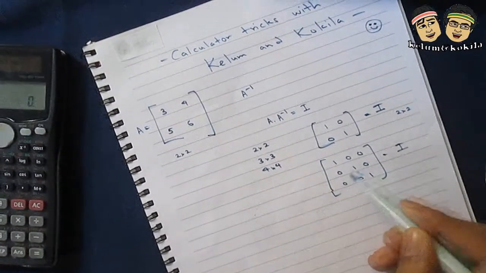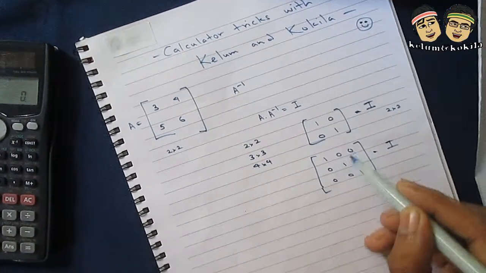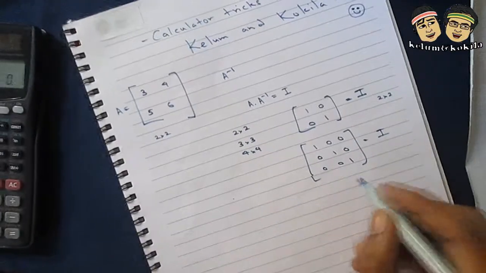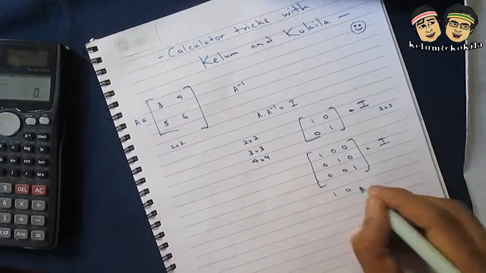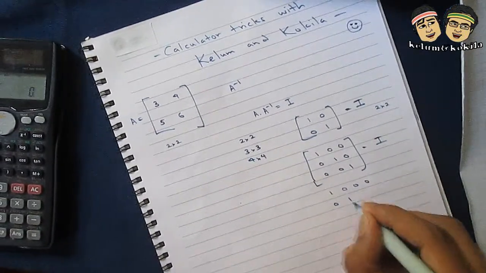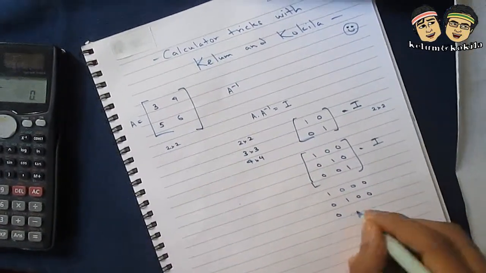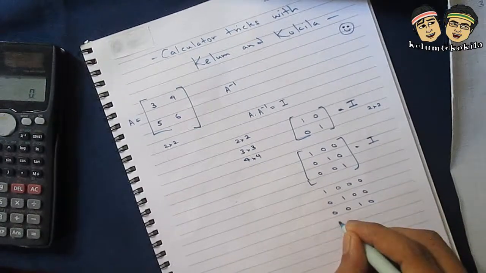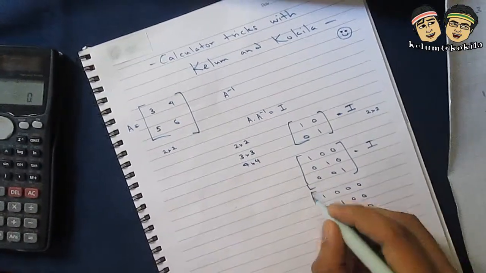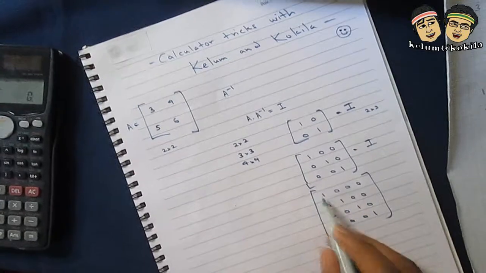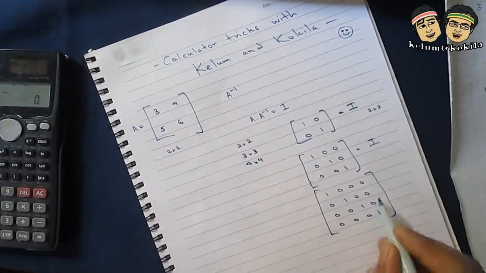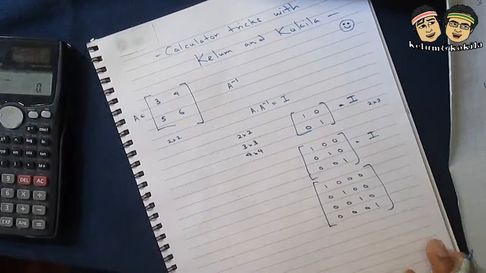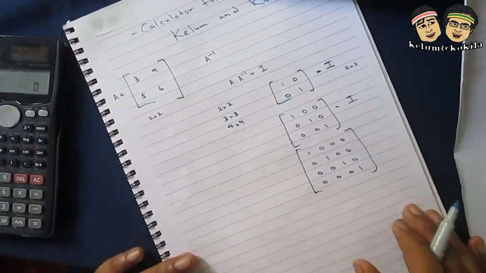The rest of the spaces are filled with zeros. If you take a 4 by 4 matrix, the identity matrix of it should be 1, 0, 0, 0, 0, 1, 0, 0, 0, 0, 1, 0, 0, 0, 0, 1. So this is the basic idea. The diagonal is filled with ones, and the rest filled with zeros. That's the basic idea of an identity matrix.